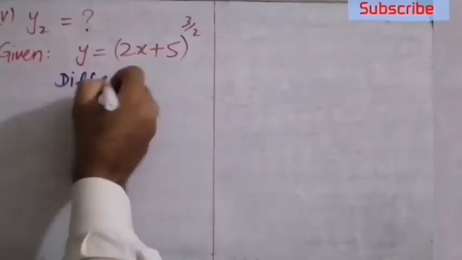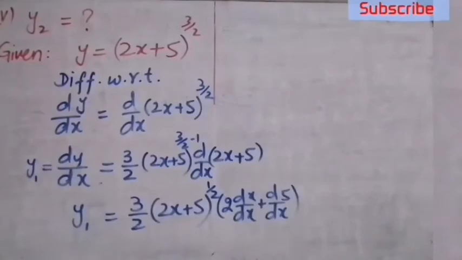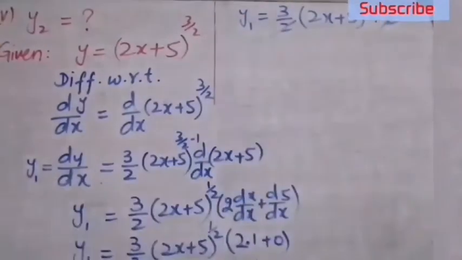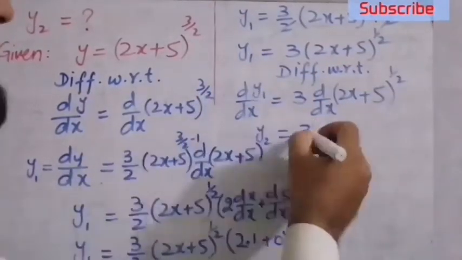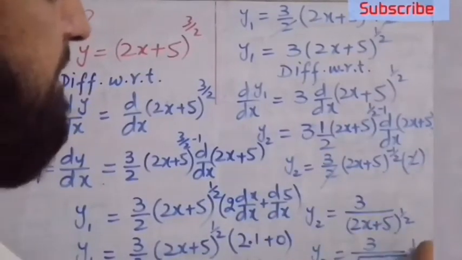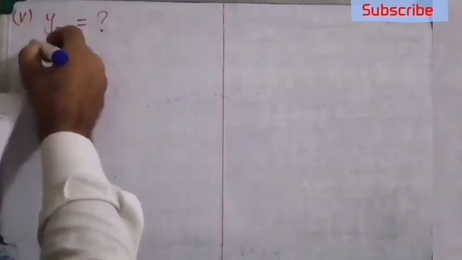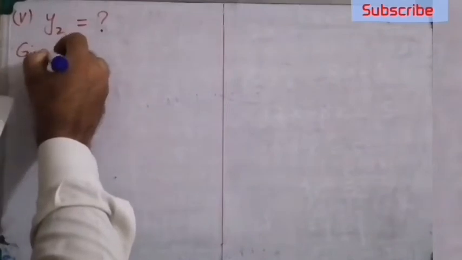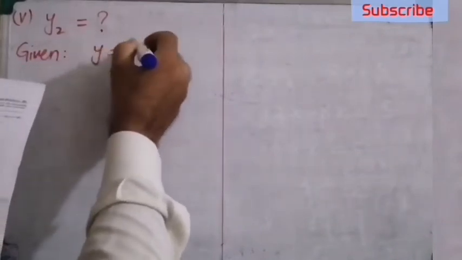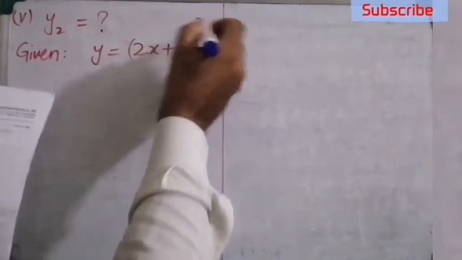Assalamu alaikum, dear students. Today we have to solve this fifth part of short questions of Federal Board 2021 annual paper. Here in this question, we are asked to find y2, the second order derivative of y with respect to x, when the function is this algebraic function: y is equal to (2x plus 5) power 3 by 2 is given.